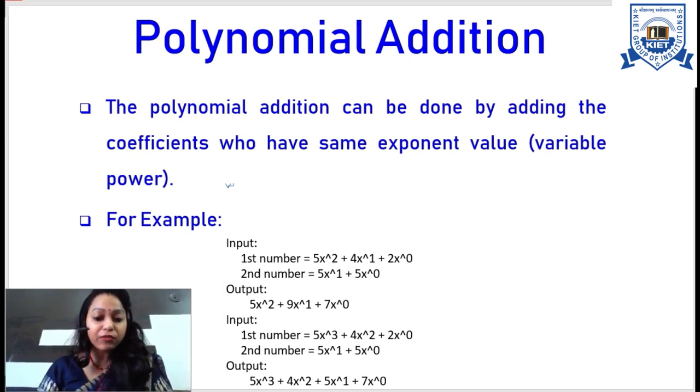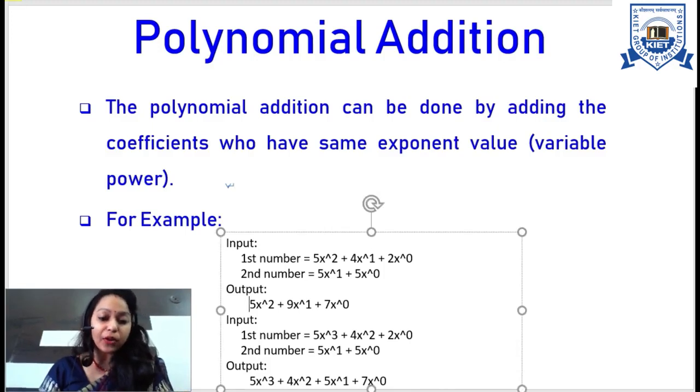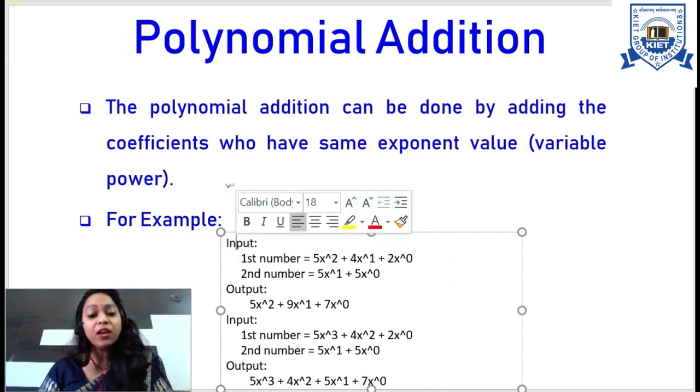Now we have taken the first term from the first equation, that is 5x square, and the first term from the second equation, that is 5x. We compare the exponent part of both the terms. The first equation has x square and the second equation has x, so the exponents are not the same. If they are not the same, then we check for the higher exponent. As the first equation has the higher exponent x square, we take 5x square, the first term of the first equation, as it is in our resultant polynomial, 5x square.